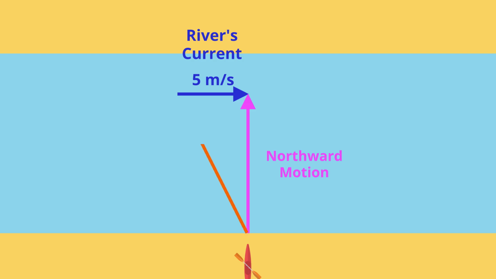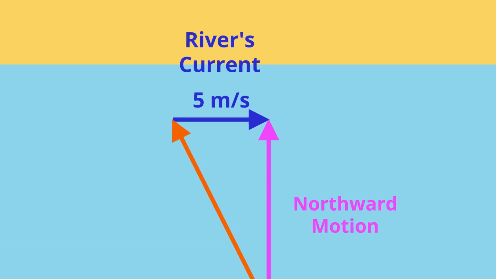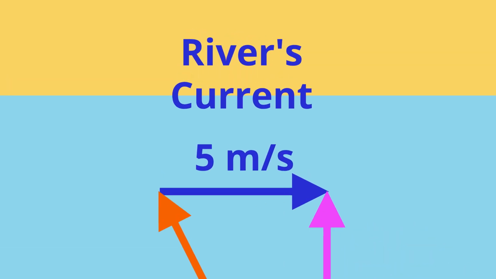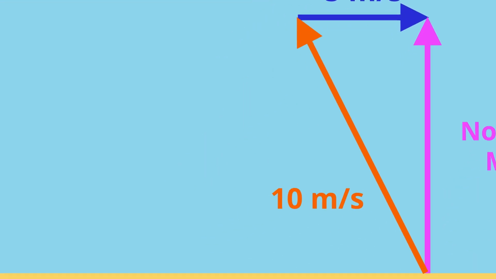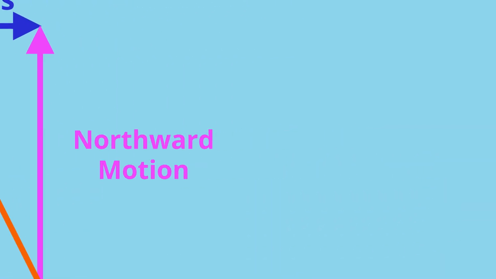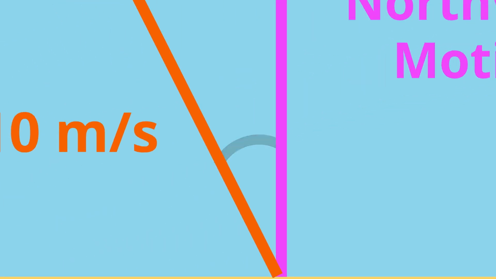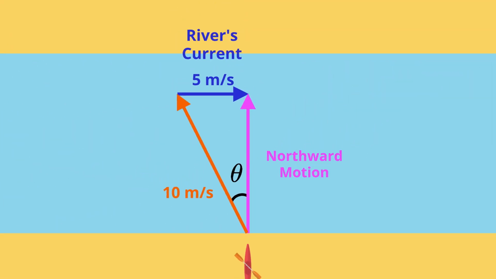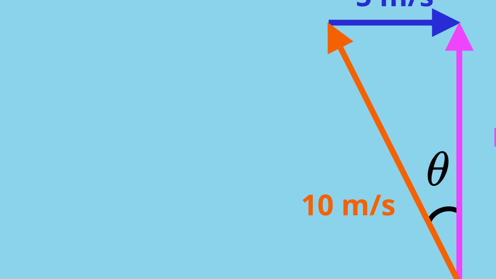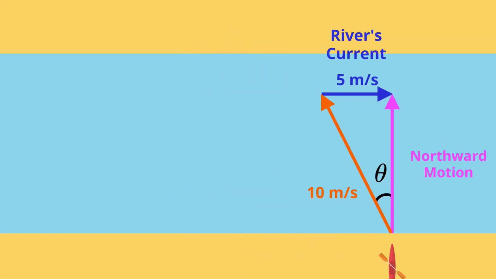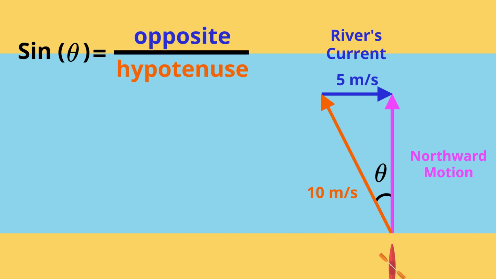Think of these as forming a right triangle. The river's current, 5 meters per second, is one side of the triangle eastward. The boat's total speed, 10 meters per second, is the hypotenuse. The remaining side is your northward movement. To find the angle, which is how much you need to aim west of north, we use the sine function. Why? Because sine relates the opposite side, eastward current, to the hypotenuse, boat speed. The formula is sine of theta equals opposite divided by hypotenuse.